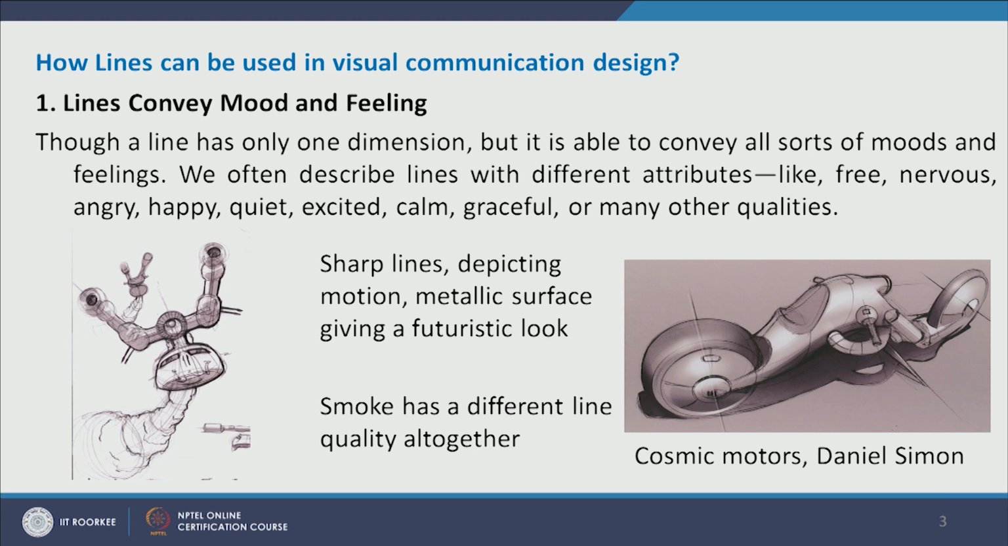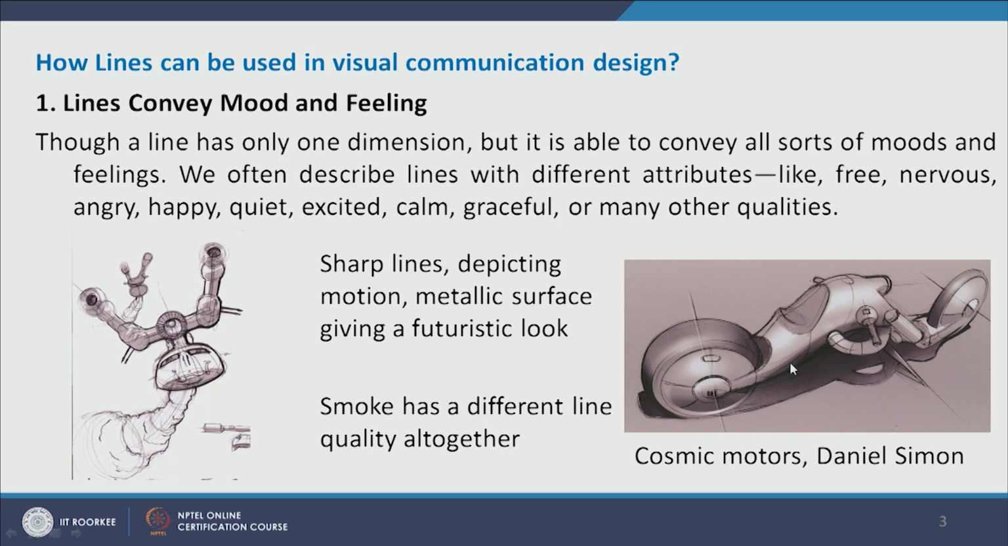So the first usage of line is to convey mood or feeling. Though a line has only one dimension, it can convey different meanings. Many adjectives can be attributed to the line, like free, nervous, angry, happy, quiet, excited, calm, graceful, etc. Both pictures are taken from the book Cosmic Motors by Daniel Simon. On the right hand corner we can see a two-wheeler designed by him, and on the left hand side we can see a concept sketch of a spaceship.